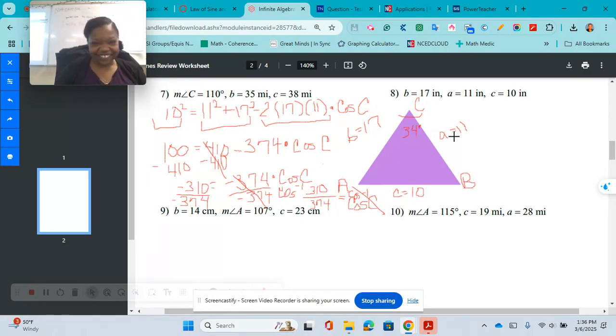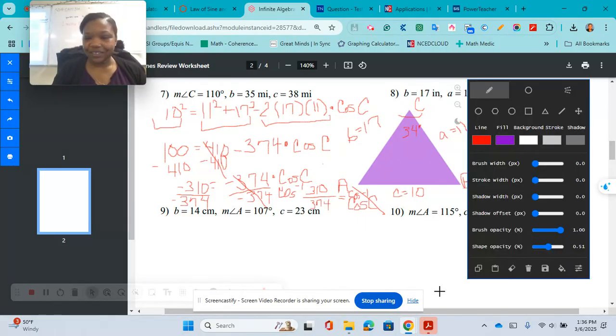Yes, it is. But then we could do sine. Yes, we could use the sine. I could do the first one. We have an angle and a side together.